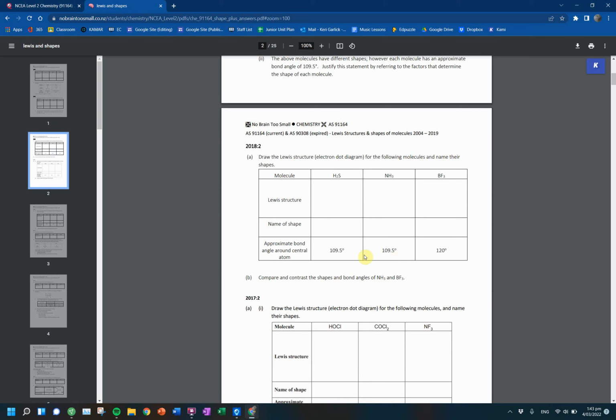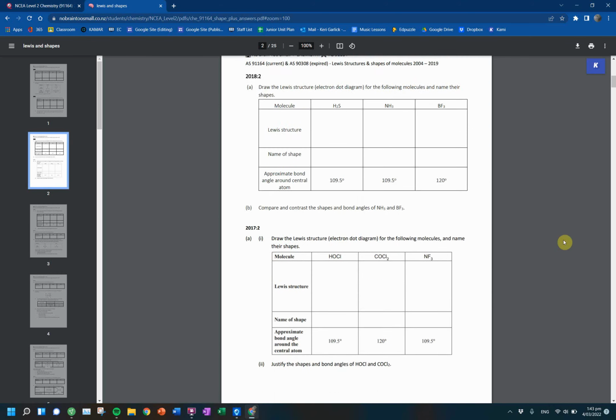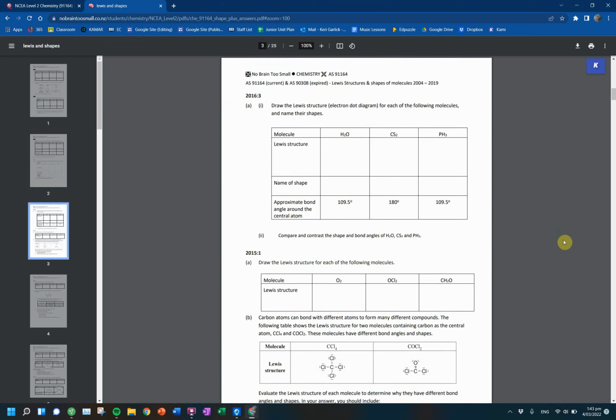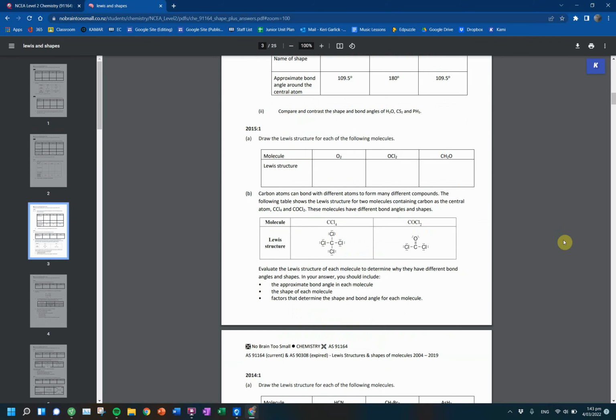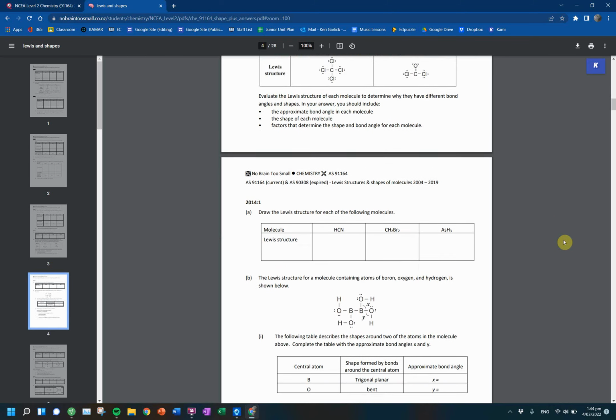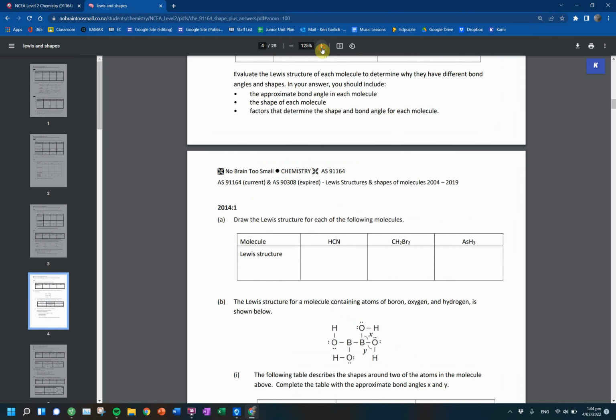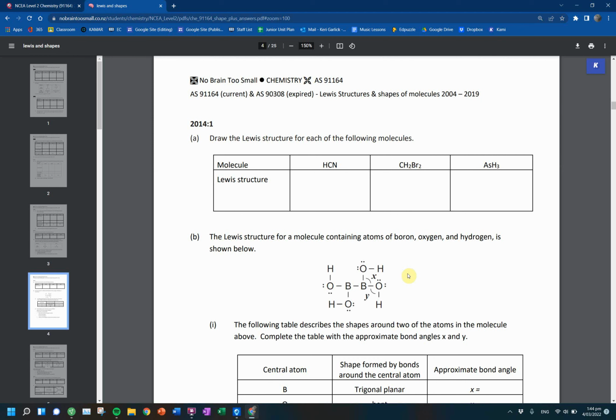So you see what I'm saying? They love to do that comparison where they have the same bond angle but different shapes. I'm trying to find one where they give you a big molecule. I might also just be thinking about a mock exam. Aha, this is the one I wanted. Yes, this is evil. This is 2014 though, so it was a while ago.